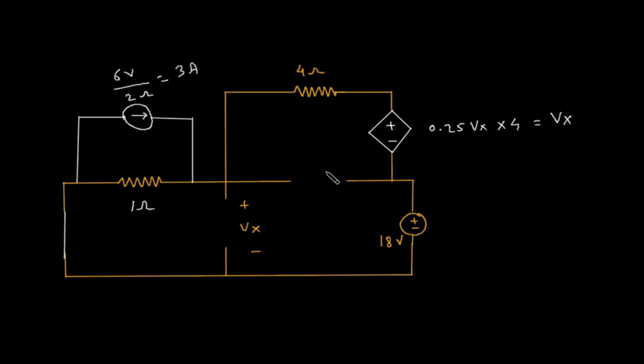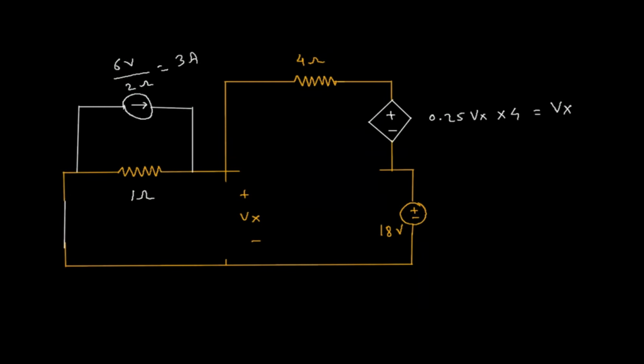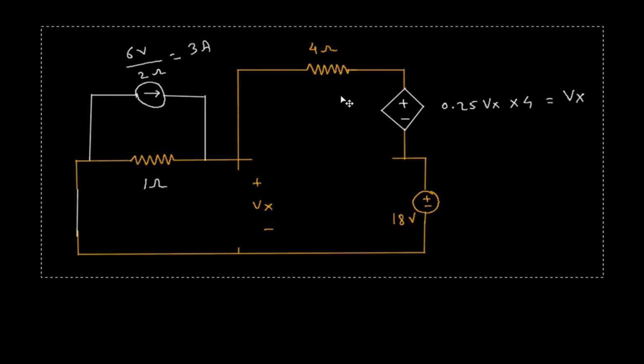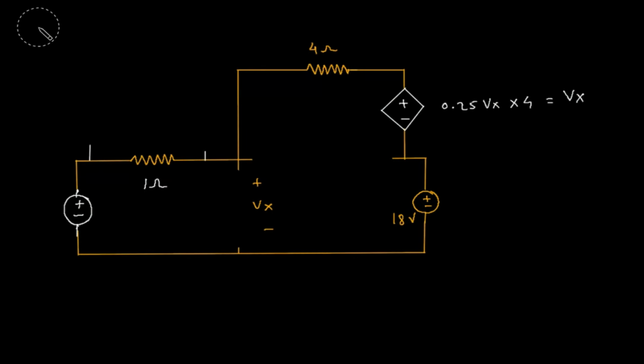Now we have to find this Vx. So to find Vx, we will again convert this current source into its equivalent voltage source, positive, negative, according to the direction of this current. So this will be current which is 3 ampere into resistance which is 1 ohm. So this will be 3 volt.